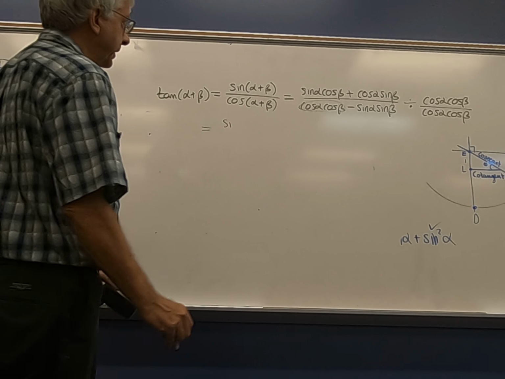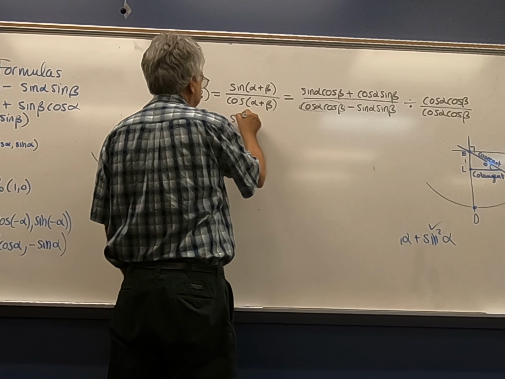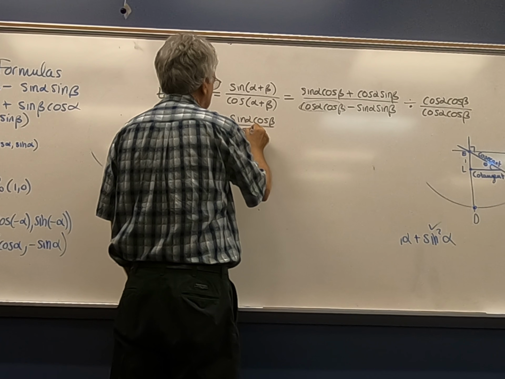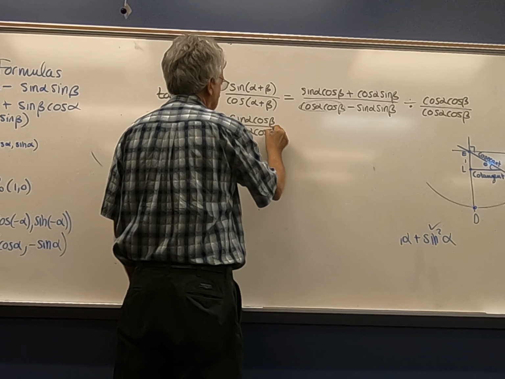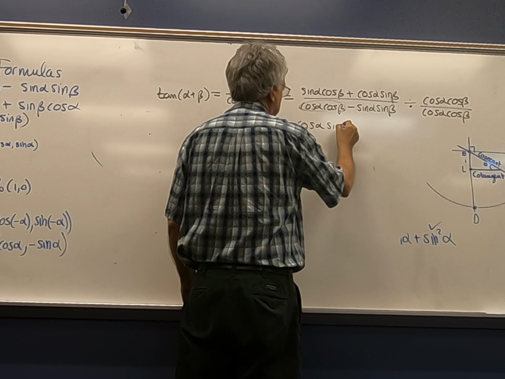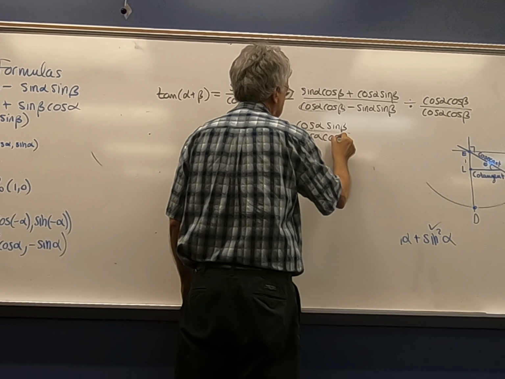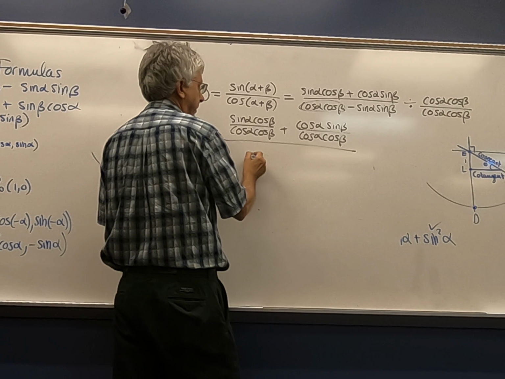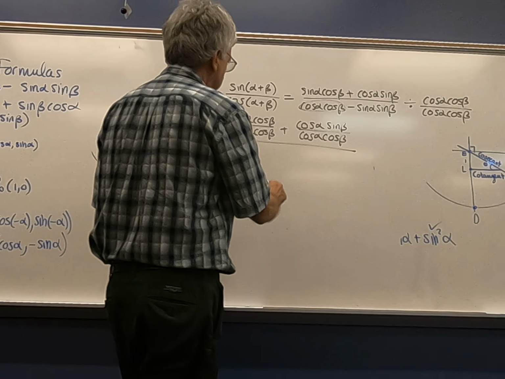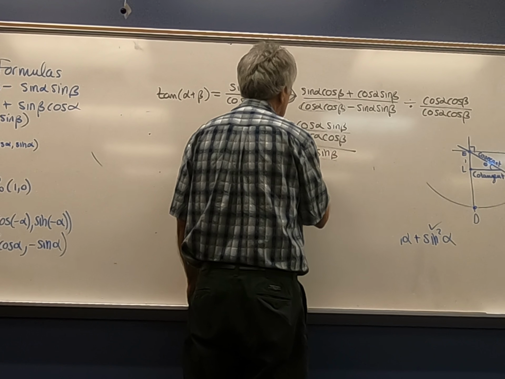But if I divide the numerator by that, I'm going to get sine alpha, cosine beta over cosine alpha, cosine beta, plus cosine alpha, sine beta. I'm taking the numerator and dividing each term in the numerator by that thing, right? Cosine beta, and then in the denominator, this is going to be 1, because I'm dividing this thing by itself, right? And what's the other thing going to be? Minus sine alpha, sine beta, over cosine alpha.